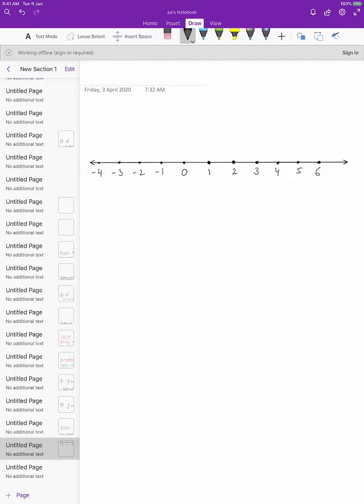Now let us see how to represent rational numbers which are in the form of p by q on the number line. So there can be two types of numbers. If I take p by q, the first case can be p is less than q. The second case, when p is greater than q. Now, for example, let's take a number where p is less than q. Let us take 2 by 3. How to represent 2 by 3 on the number line?